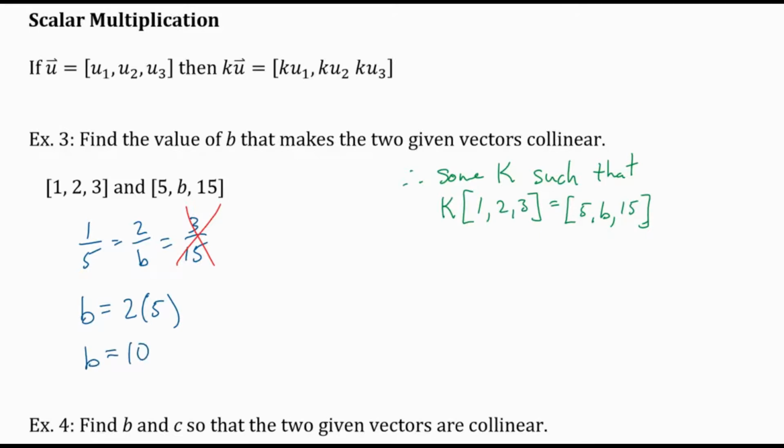Okay, and it was easy to do by inspection because the numbers were friendly, but if the numbers weren't friendly, then thinking about it as a proportion like this is a good way of doing it.